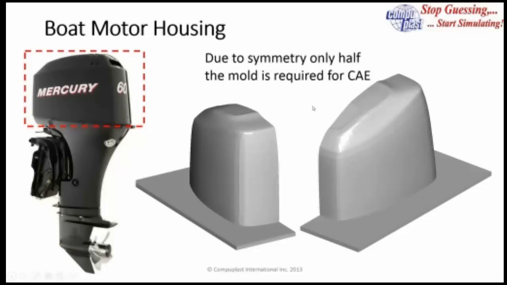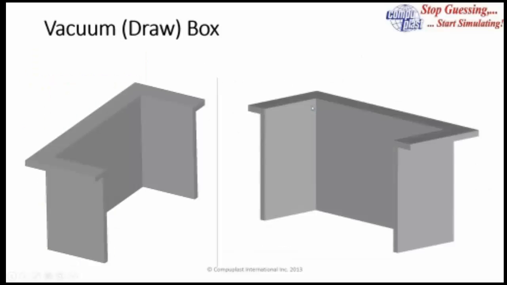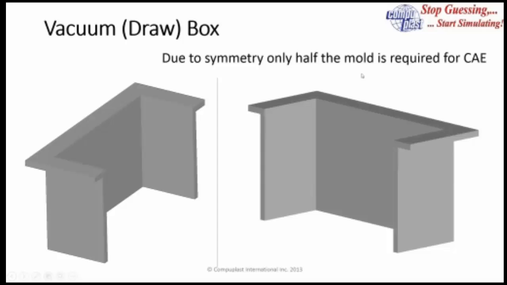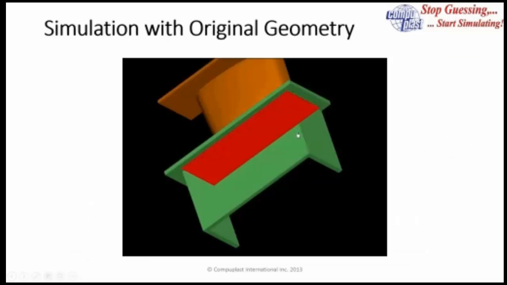And for these types of parts, what we'll do is we'll use a draw box or vacuum box. And basically, it's just a box where the material would sit up along here and get pre-drawn into this box to create more surface. And then once you insert the mold, you reverse the pressure and you pull the material onto the part. So this would look something like this. Again, due to symmetry, we only show half of the tools.